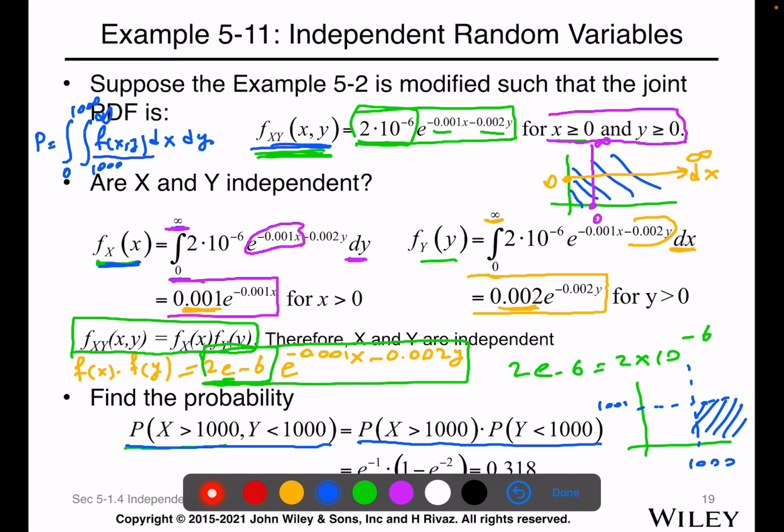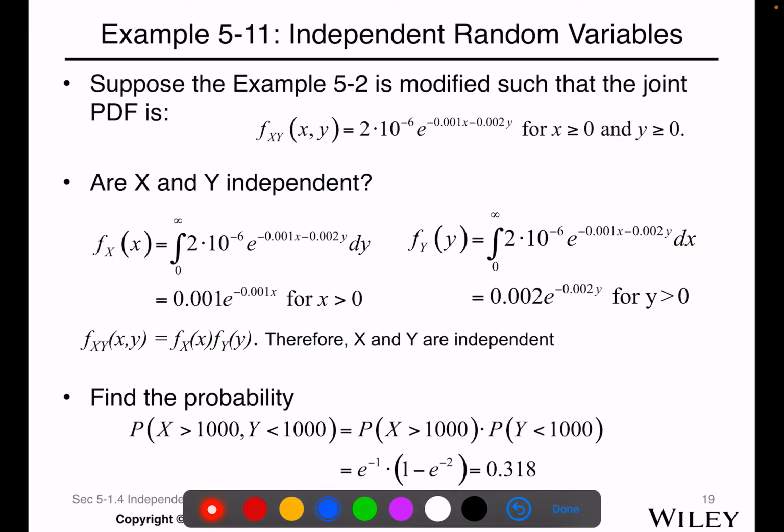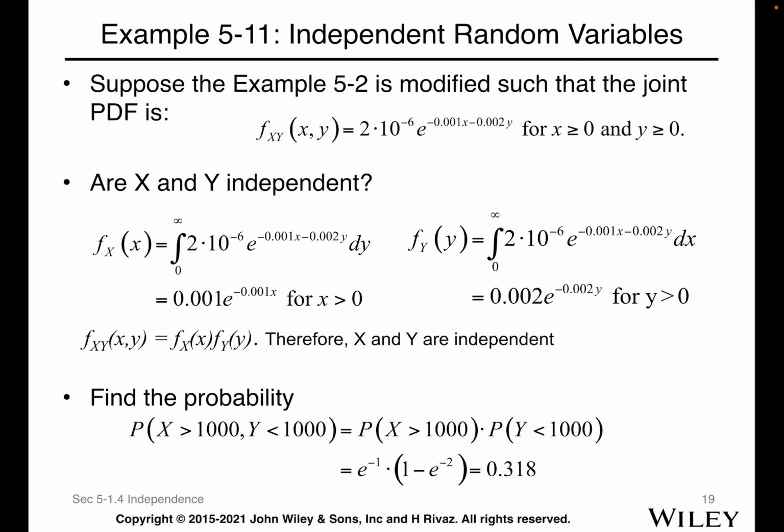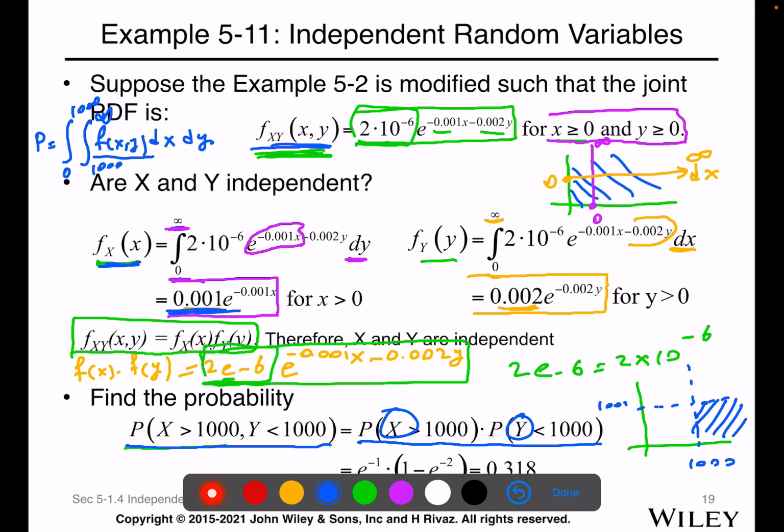So now this is an easy problem because I have f of x and I also have f of y, right? So since I have f of x and I also have f of y, all I need to do is to integrate f of x and f of y and then multiply them by each other.